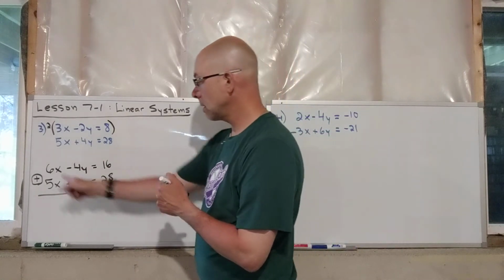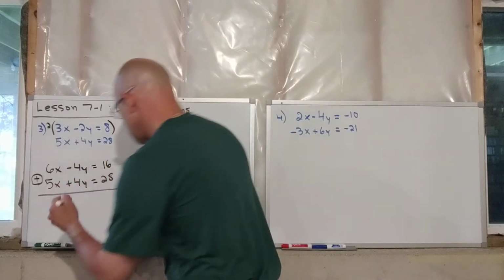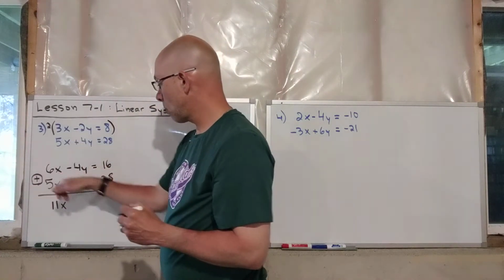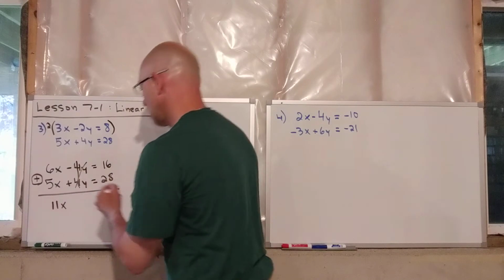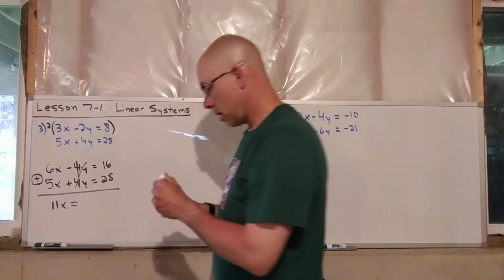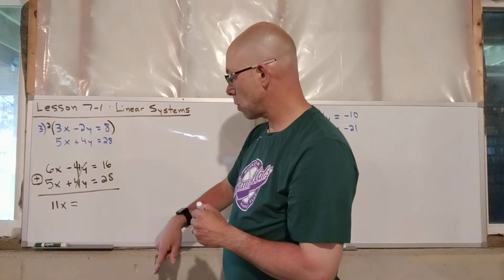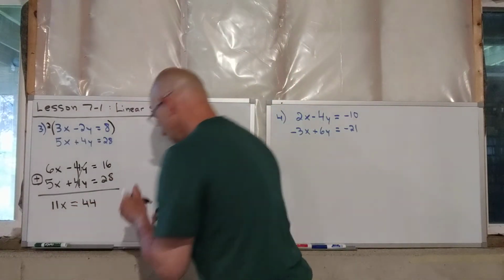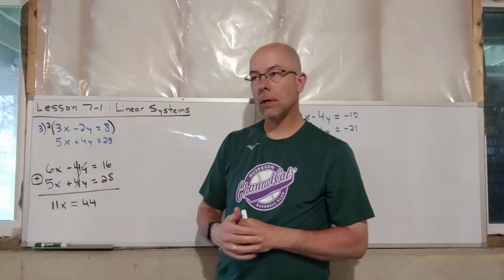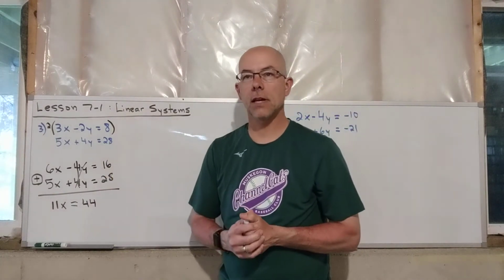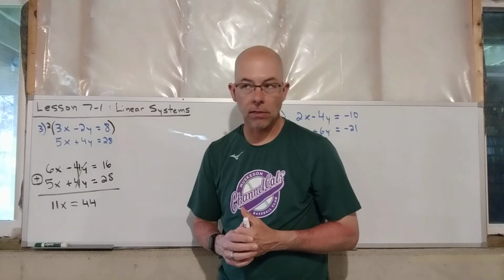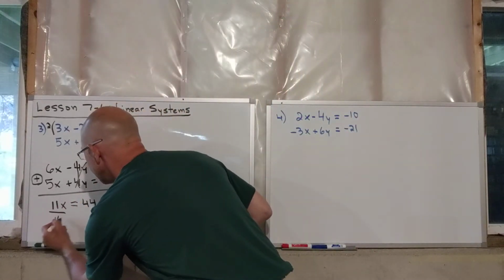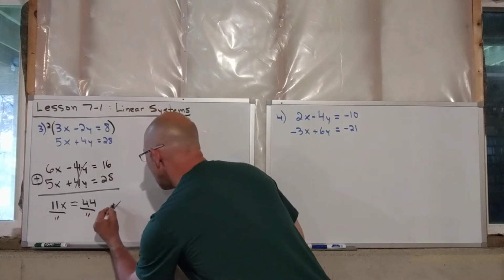If I add these, 6 plus 5 is 11x. Y's are negative 4 plus 4, they cancel. And then 16 plus 28 is 44. And see, we got ourselves a nice reasonable equation there, and it's going to turn out nice this time, not some crappy fraction like 57ths or something. But anyway, divide both sides by 11, and you get x equals 4.